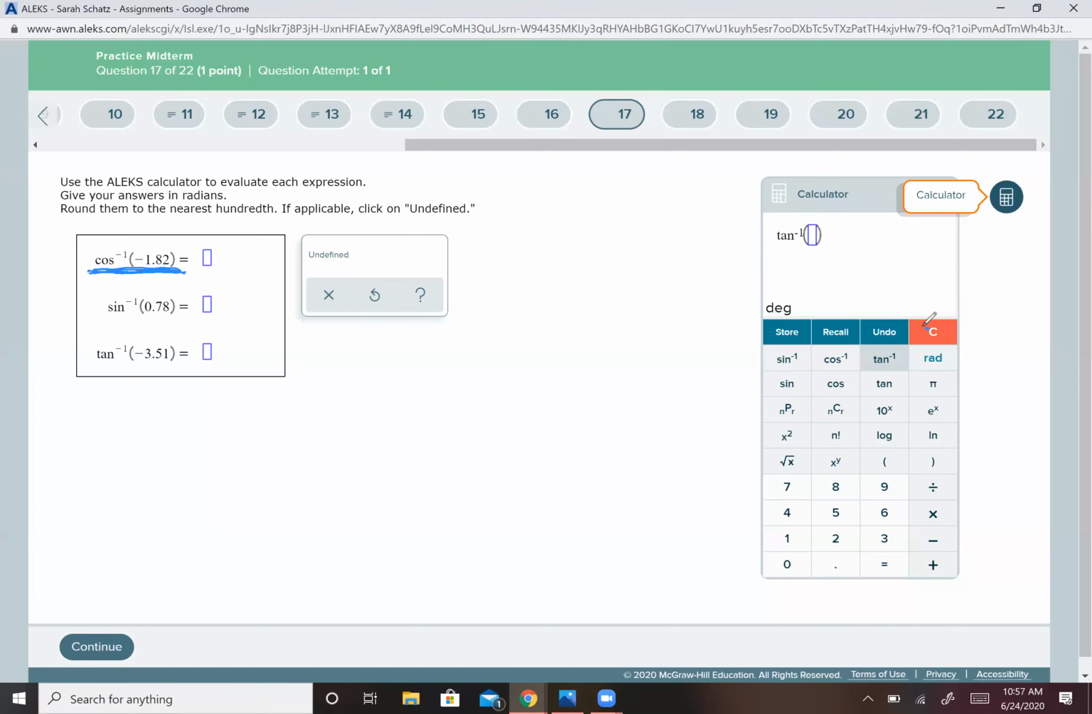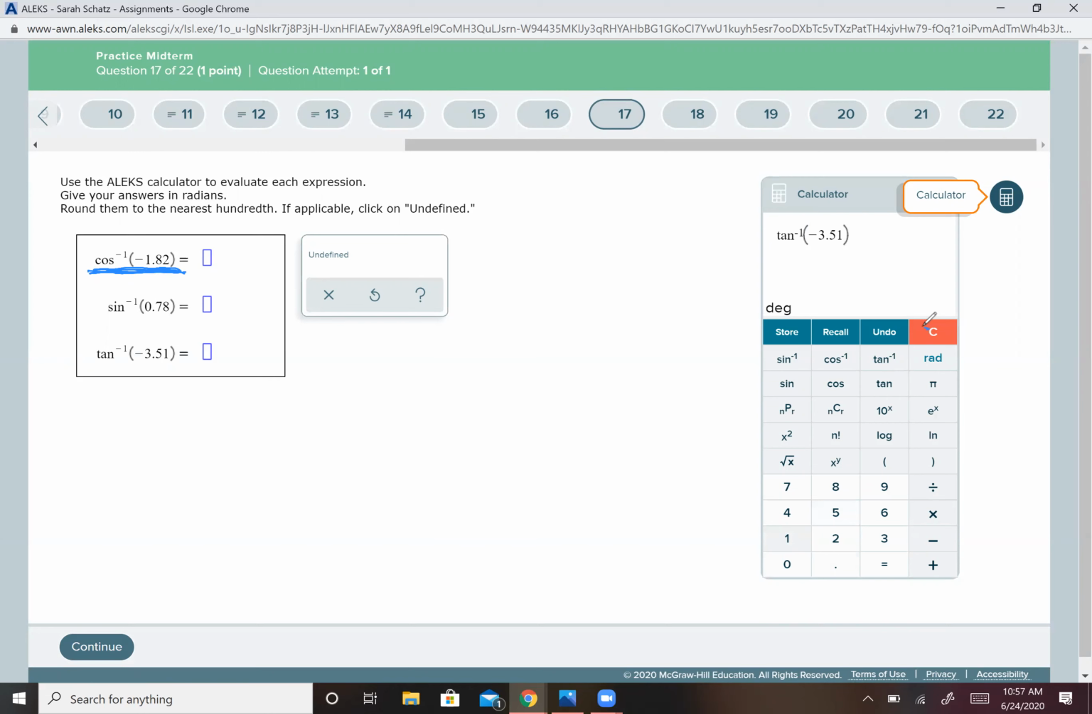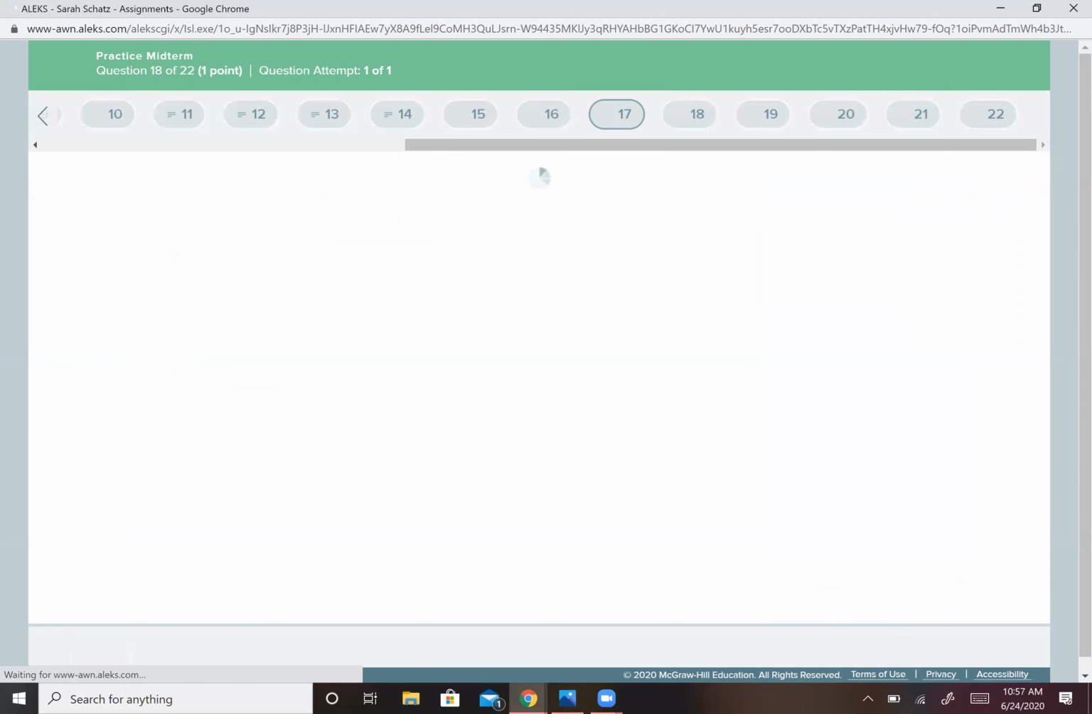negative 3.51. This one, while you might look at it and say, oh, it's less than negative 1, remember tangent has a range of everything. So tangent values can absolutely take on any value. So you would write in negative 74 point, well, you'd have to go 0.10 here, rounded to the nearest hundredth. But I think you can handle calculator business. So let's move on. We're almost done, guys.